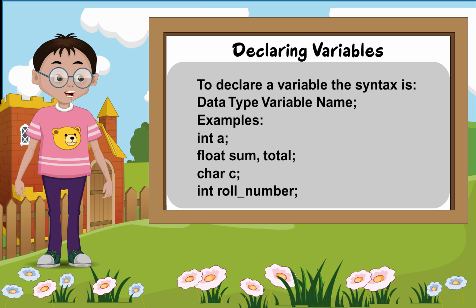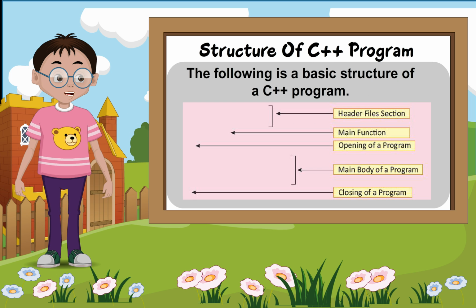Declaring variables. To declare a variable, the syntax is data type, variable name. Examples: int A, float sum, total, char C, int roll number. Structure of a C++ program. The following is the basic structure of a C++ program: header file section, main function, opening of a program, main body of a program, closing of a program.